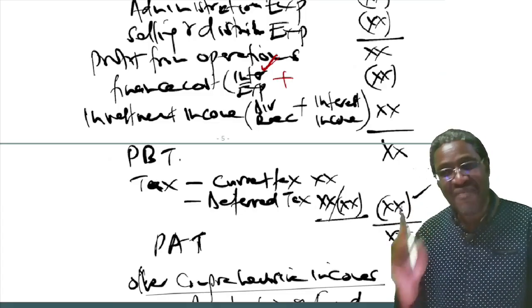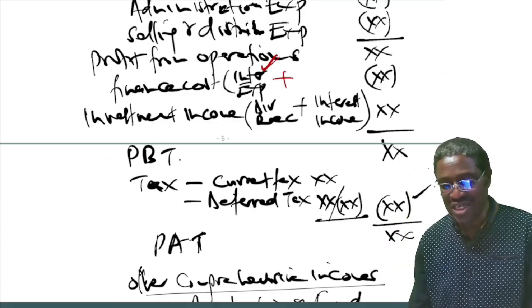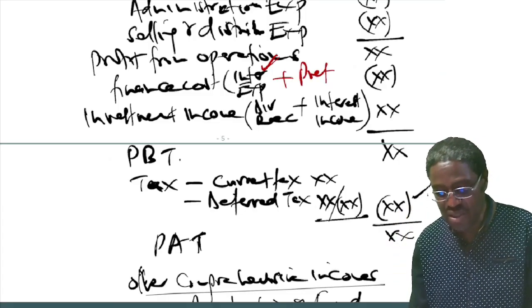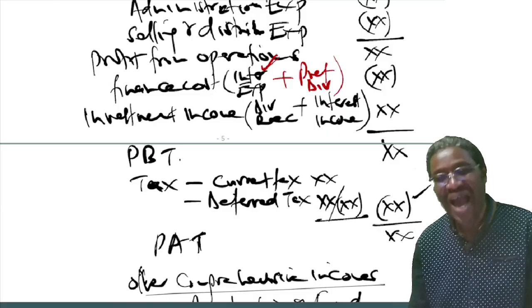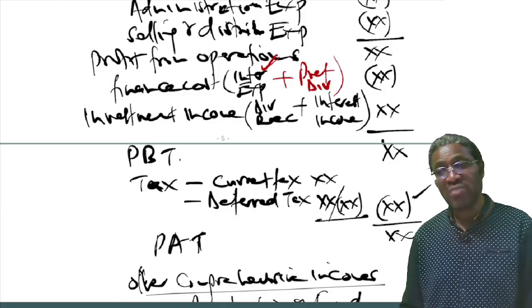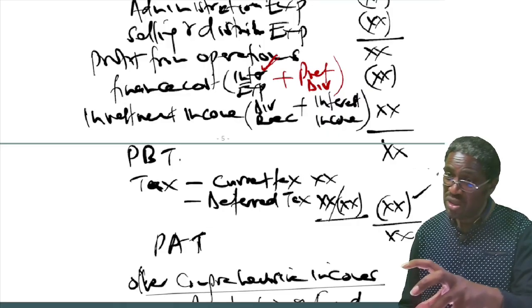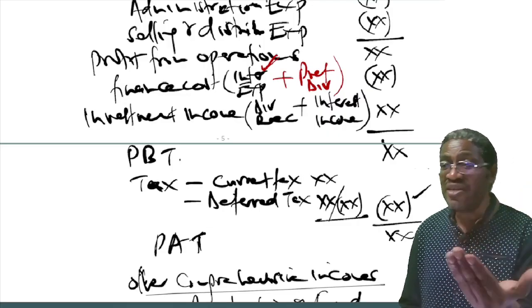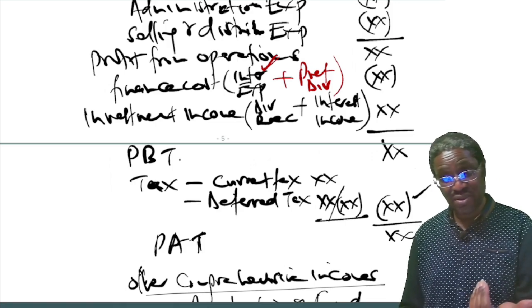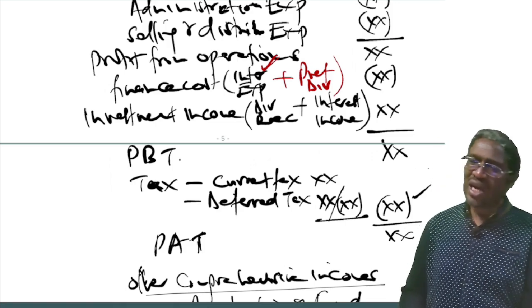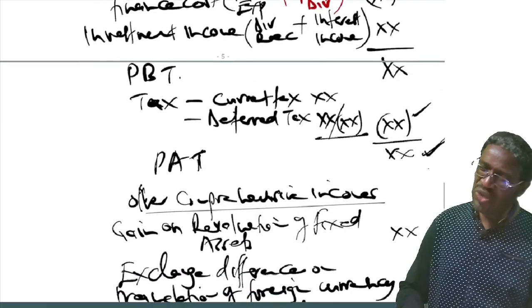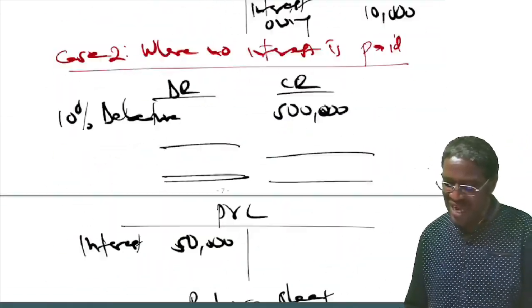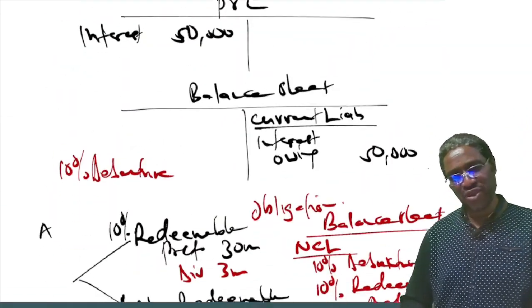Preference dividend on redeemable preference share should be considered as a finance cost. Why? Because you borrowed. That means the cost of seeking those finances is the dividend you are paying. Okay? Now, Company B issued a 10% non-redeemable preference share.